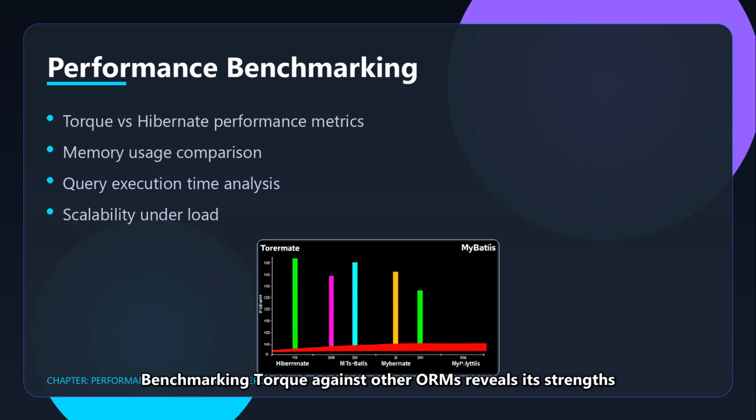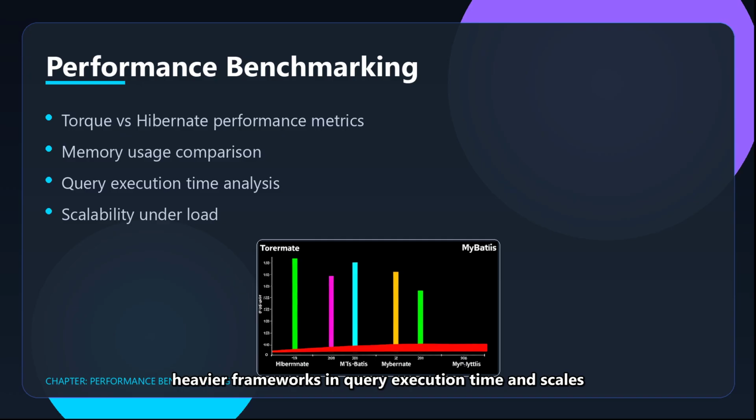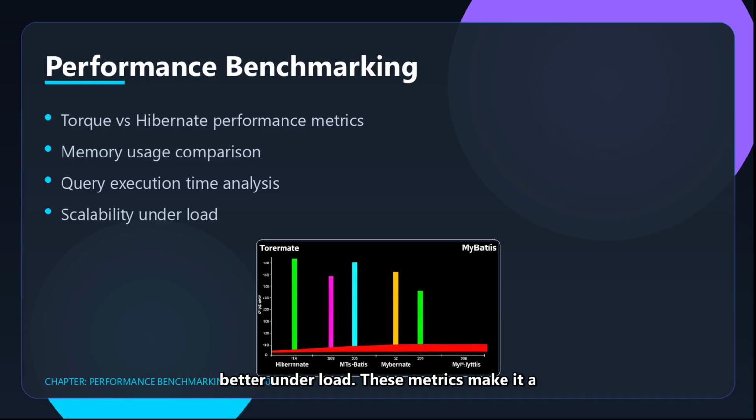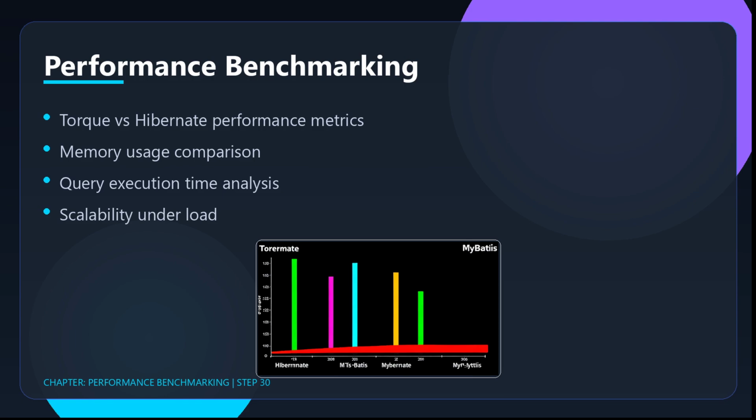Benchmarking Torque against other ORMs reveals its strengths in performance and memory usage. It typically outperforms heavier frameworks in query execution time and scales better under load. These metrics make it a strong candidate for high-throughput applications.